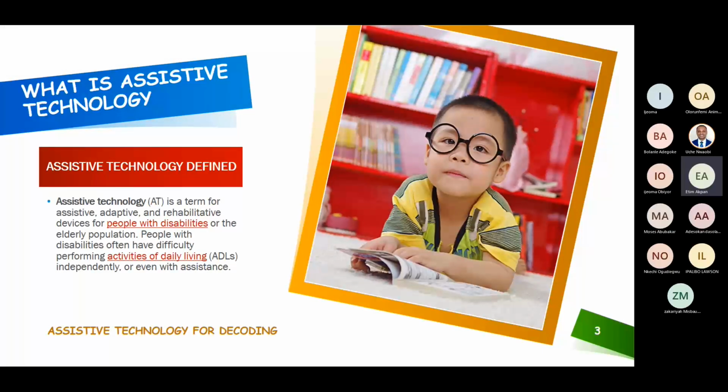Of course, assistive technology, with the acronym AT, is a term for assistive, adaptive, and rehabilitative devices for people with disabilities or the elderly population. People with disabilities often have difficulty performing activities of daily living, ADL, or even with assistance. So now, like we said earlier, there's actually something that happens in the brain that helps students to get to understand the things they understand.